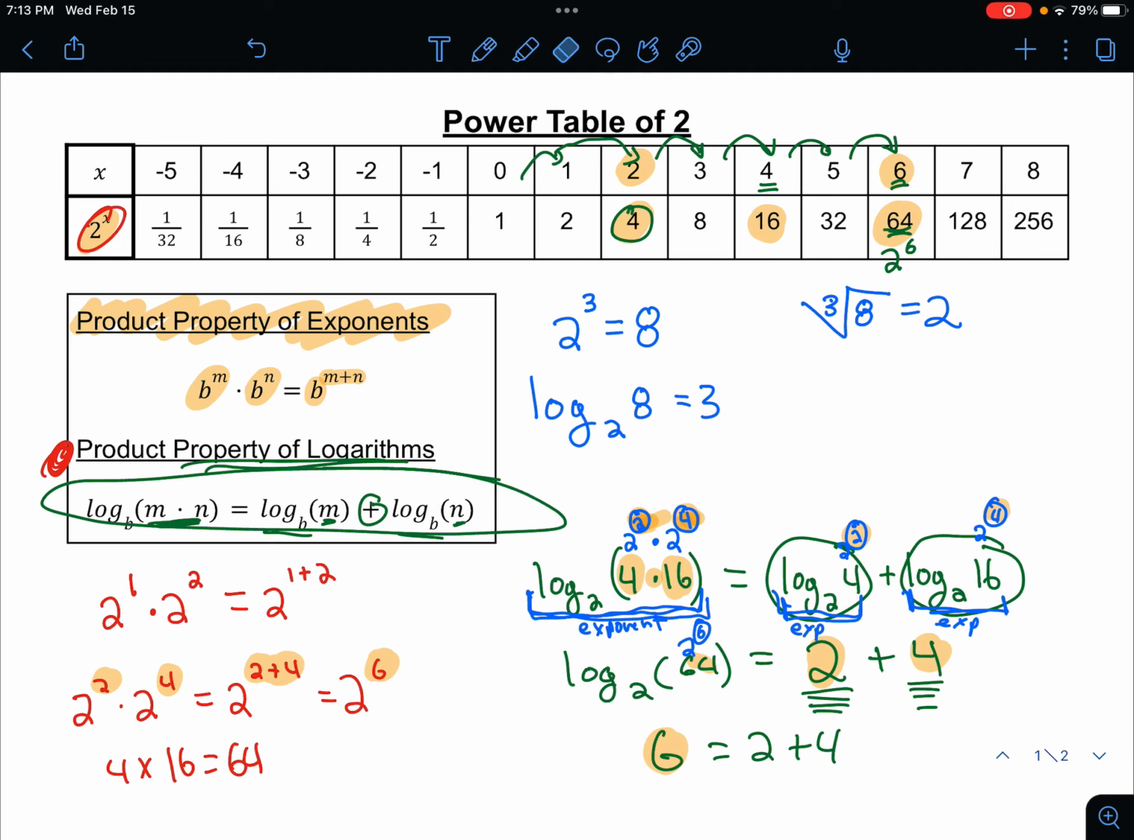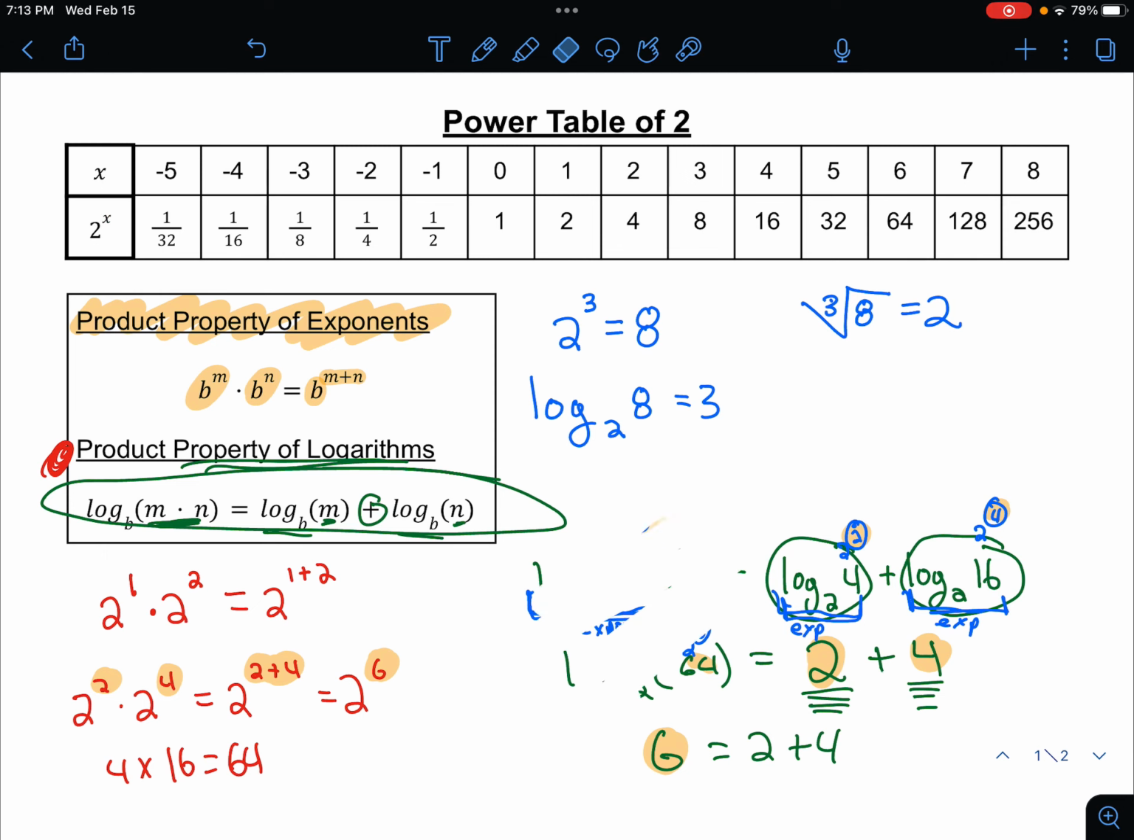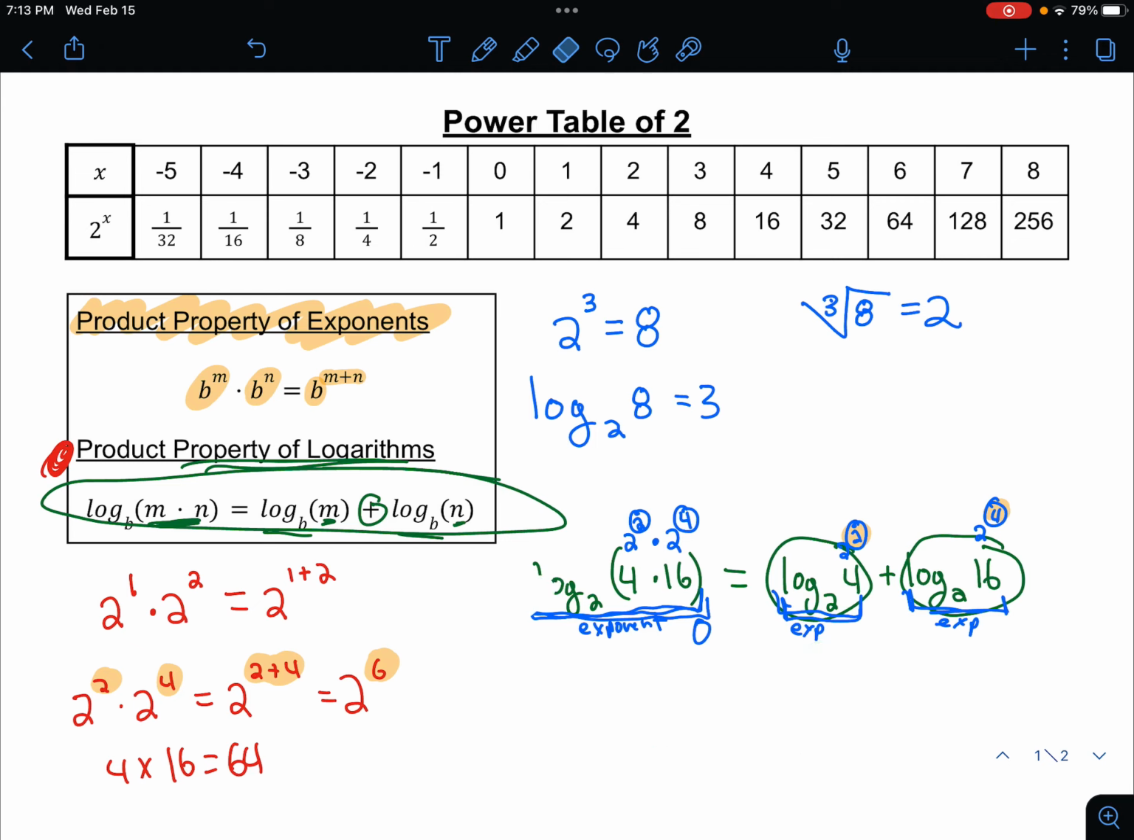Let's take a look at a couple more, and let's see how perhaps negative exponents come into this. Having a good time erasing here.